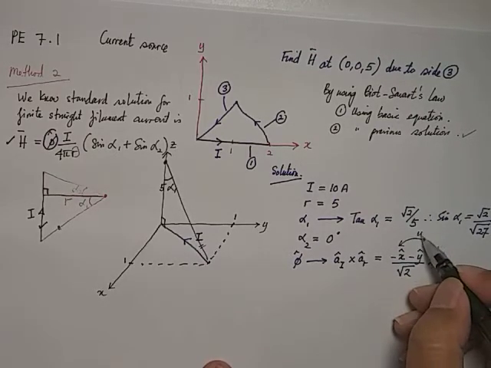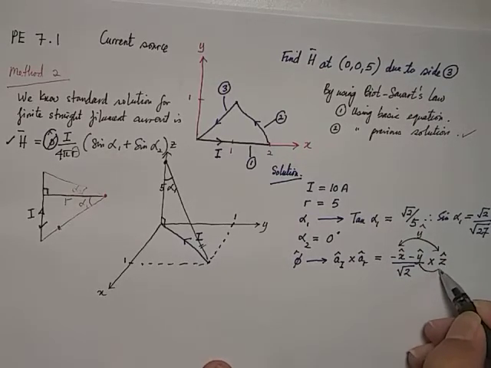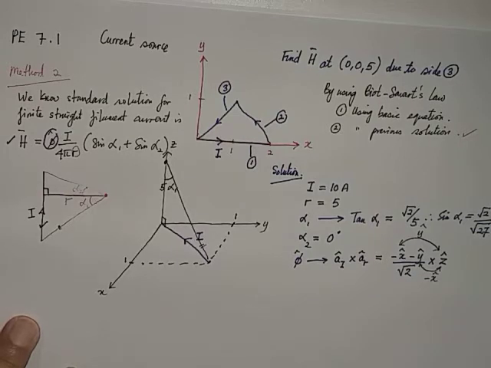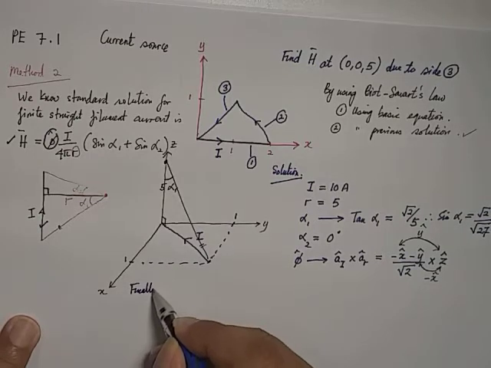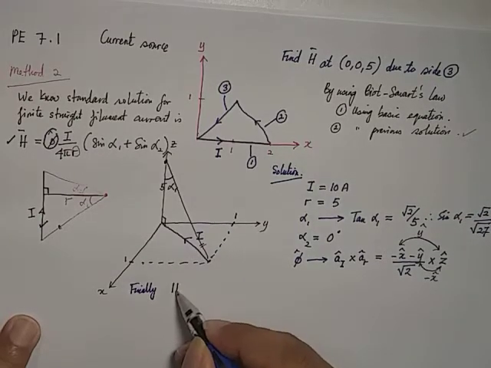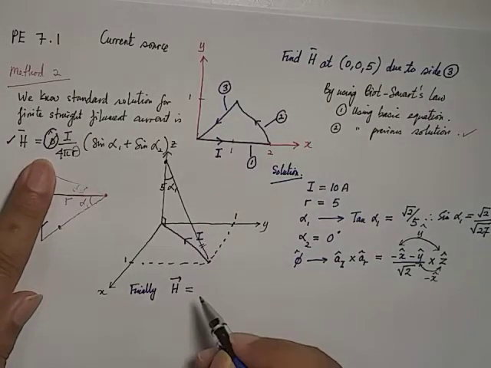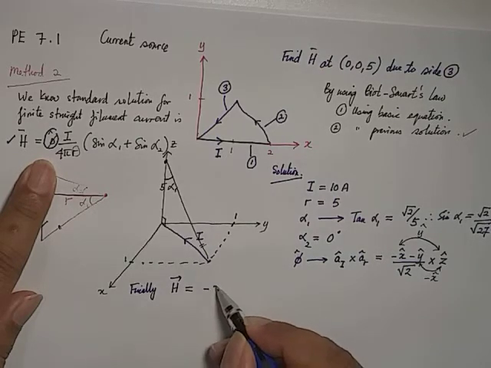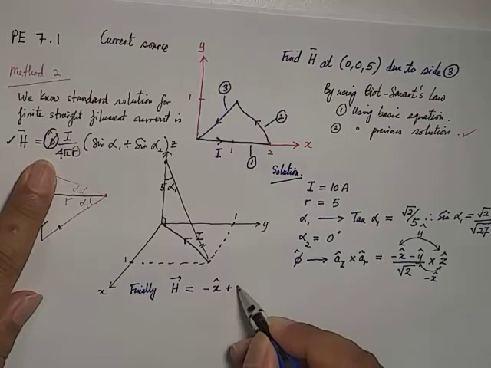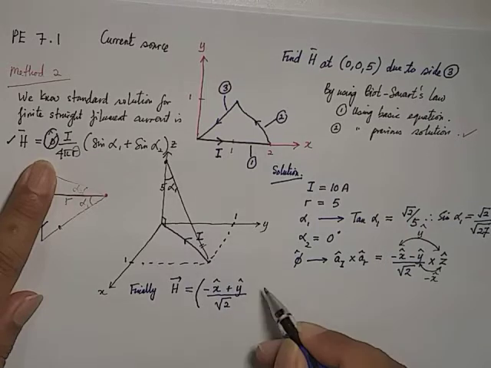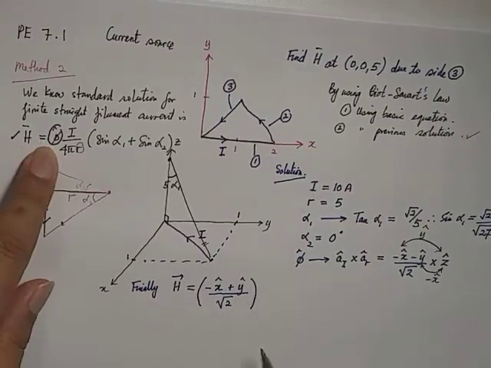Yes, good. Y, and negative Y cross with Z will give us negative X. So that should be our solution. So now, finally, we can set H, the phi, now equal to minus X plus Y, divided by square root of 2. That should be our phi. So that should be the solution.